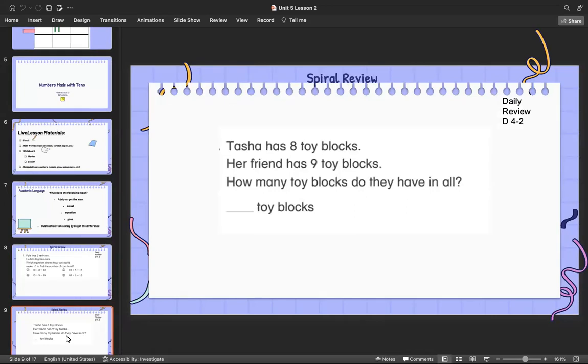Here we are again with "have in all," again, addition. So think about addition or subtraction. Which are you using? Pause and work with your learning coach.